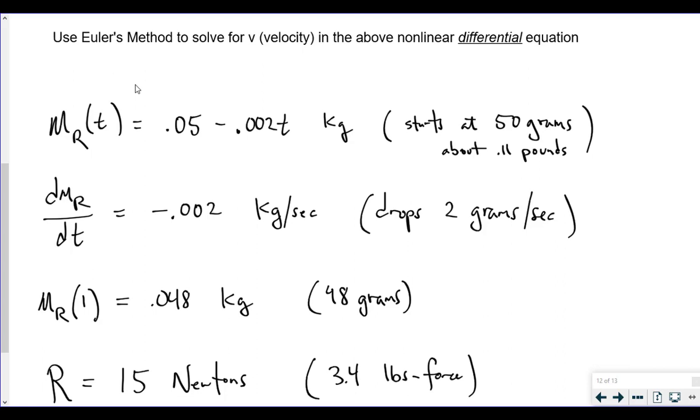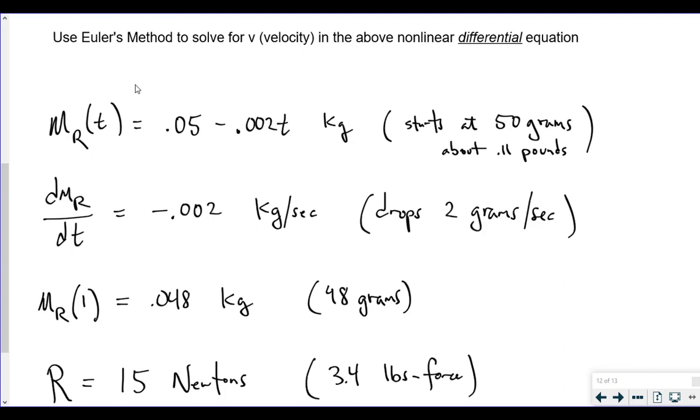Now, it's not a constant thrust, but I'll simplify to assume that there's this constant thrust with this constant rate at which the mass is burned. So the engine burns at a constant rate, the mass drops off at a constant rate, there is a constant thrust. These are not really constant, but they're things that I'm going to choose to assume constant to focus on some other ideas here.